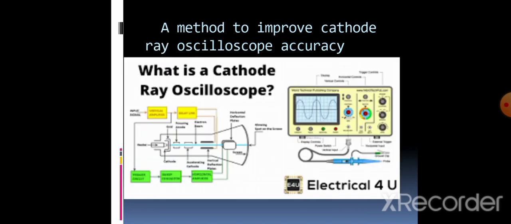And this is the schematic diagram and the picture of the oscilloscope which we are using in the laboratory, and we are observing the waveforms and the output and input voltages we are given.